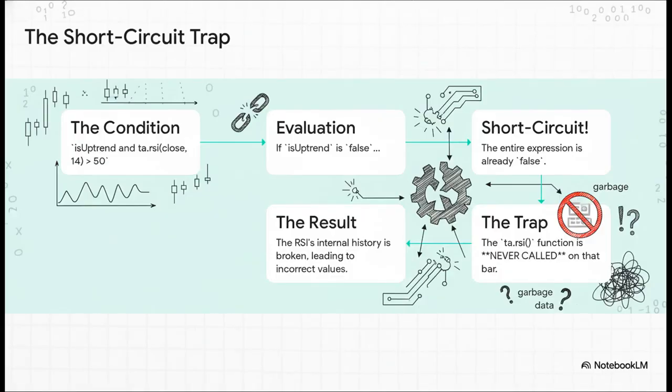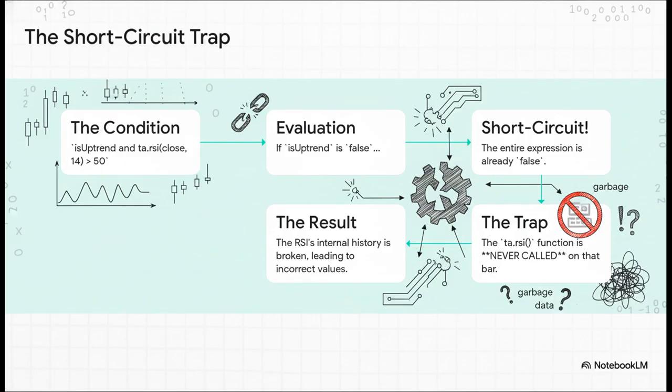This is the perfect example of that danger in action. Imagine you have this condition. First, Pine checks is uptrend. Let's say it's false. Boom. The whole expression is false, so Pine stops right there. And here's the trap. The RSI function never gets called on that bar.